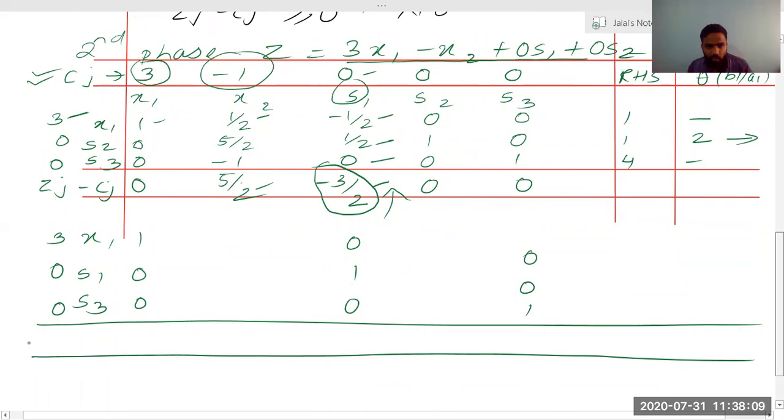So we need to find zj minus cj. So this will be 0, this will be 0, this will be 0. What is my key element? Key element is half. So what I have to do: 0 into 2, 0. 5 by 2 into 2, 5. 1 by 2 into 2, 1. 1 by 1 into 2, 2. 0 into 2, 0. 1 into 2, 2.